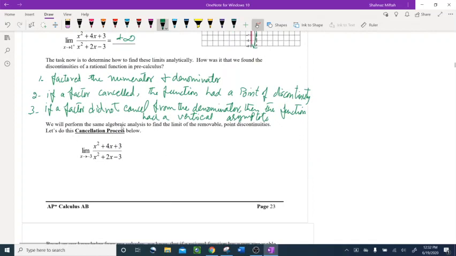We will perform the same algebraic analysis to find the limit at removable point discontinuities. Removable means a hole. Discontinuity, you know, it's a hole I'm talking about. Okay, so this is the question. What I do is plug in -3, which we already did on the top, and we got 0 over 0. So we need more work.